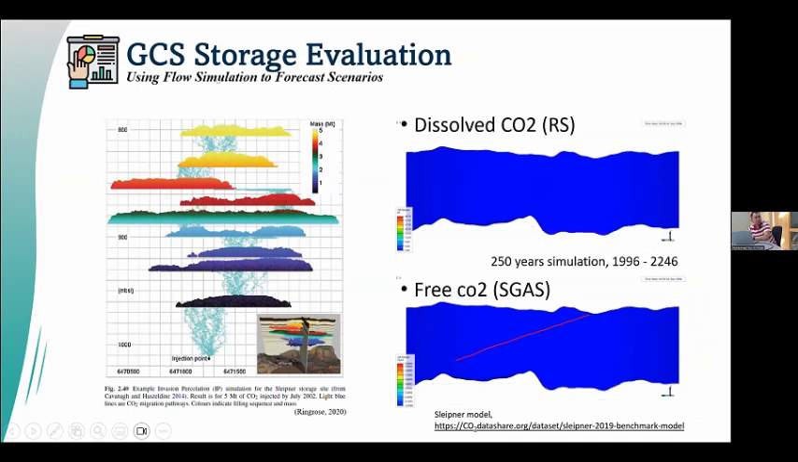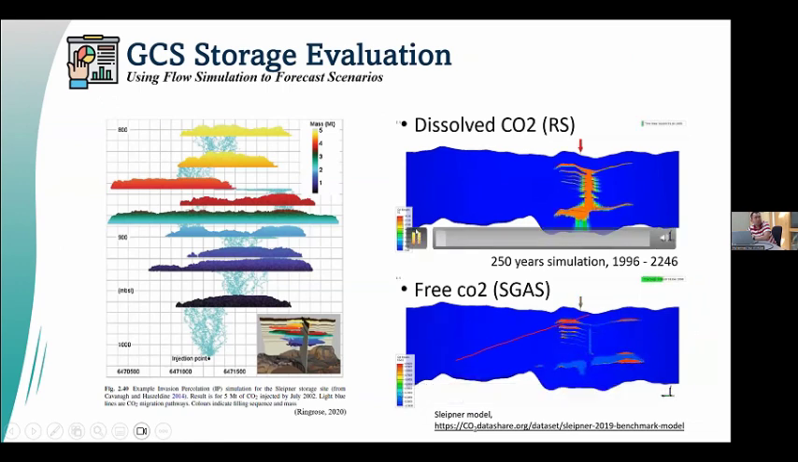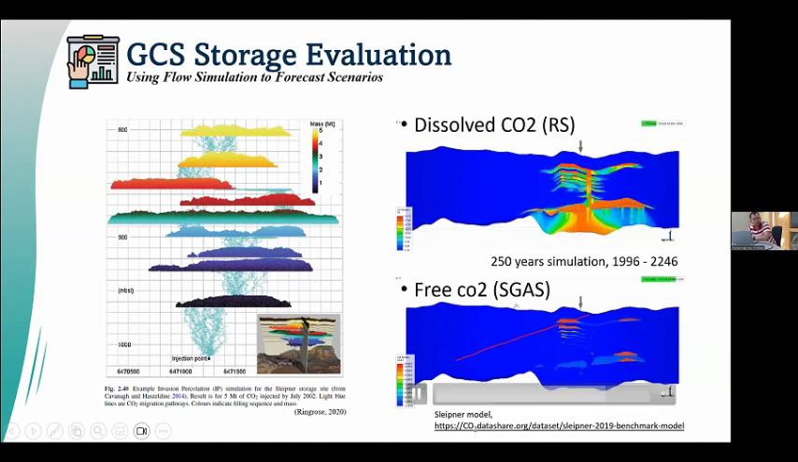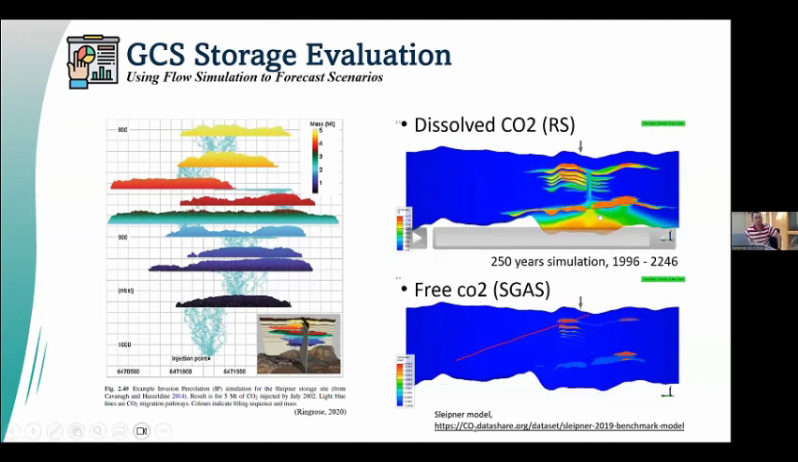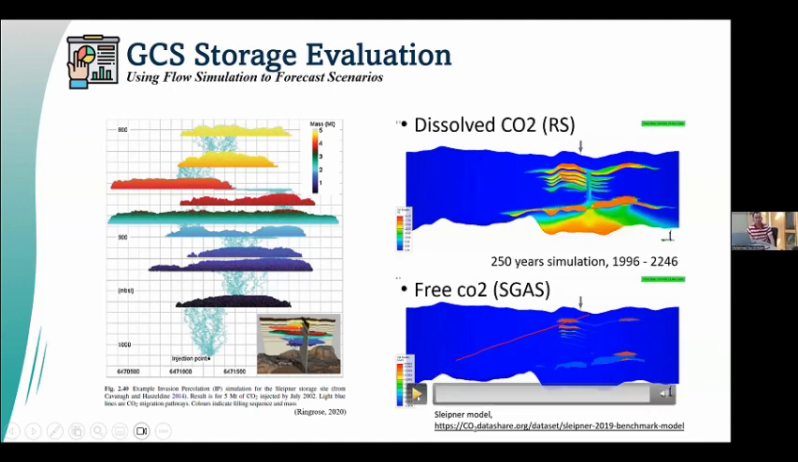And the other thing, about the storage evaluations: in some simulations we also have to consider whether some leakage pathway can happen. You can also understand how much the CO2 dissolves and how much the CO2 is still in the free condition. This must be calculated during the reservoir simulations, and it gives a really good understanding as well. Let's say after 250 years of simulation here, you can see how much the CO2 is dissolved in the brine and how much the CO2 is still in the free phase. This is really good for understanding the containment of the reservoir and also the ultimate storage of the CO2.